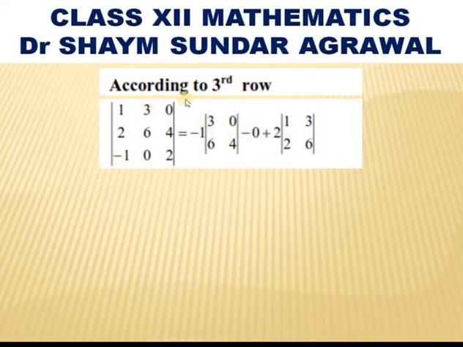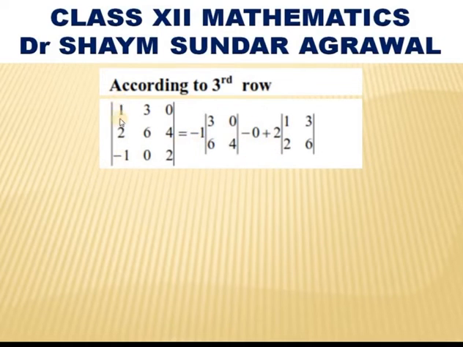Similarly, according to the third row, minus 1, 0 and 2. The third row means A31, A32, A33. A31 means minus 1 to the power 3 plus 1, which is positive. So the first one is plus sign, then minus, then plus.